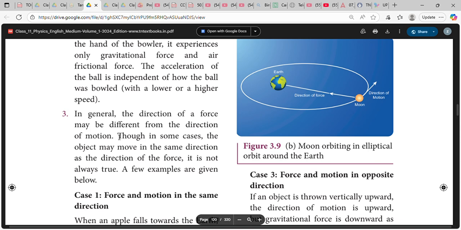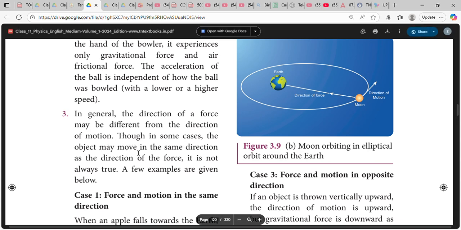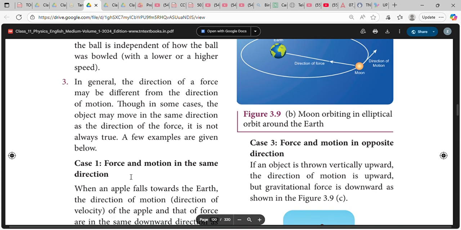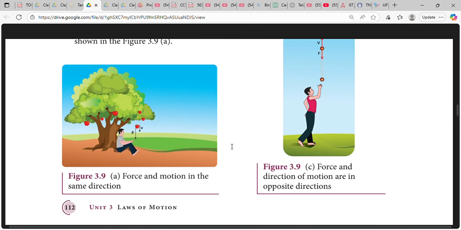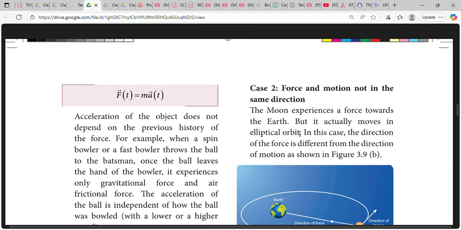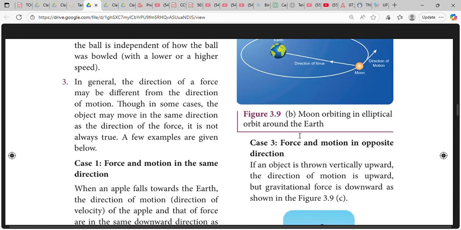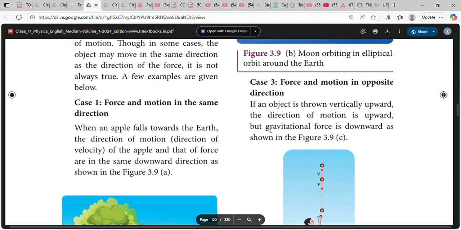In general, the direction of force may be different from the direction of motion. Thus, in some cases, the object may move in the same direction as the force, but it is not always true. Case 1: force and motion in the same direction. Case 2: force and motion not in the same direction. Case 3: force and motion in opposite directions.